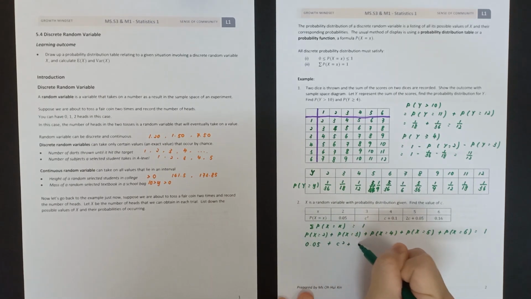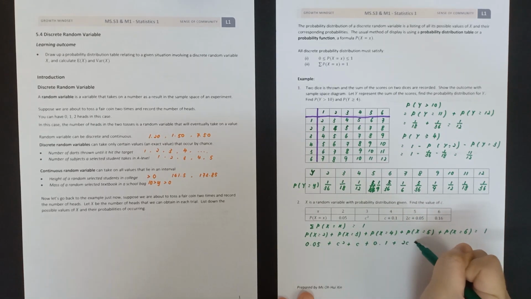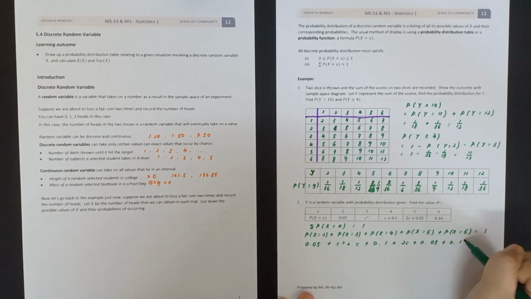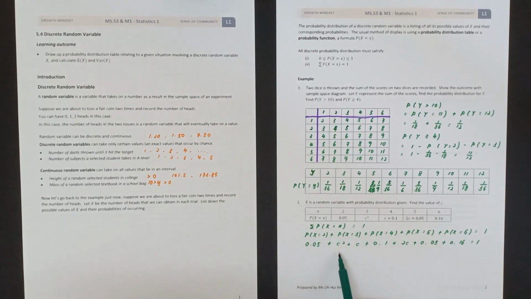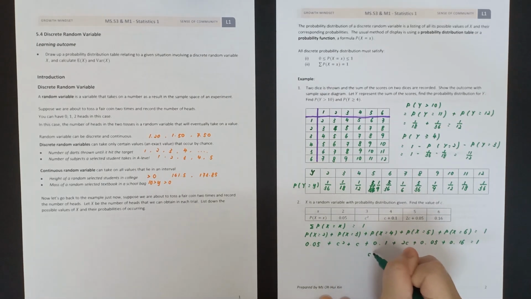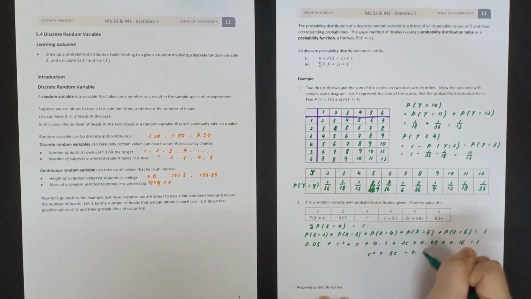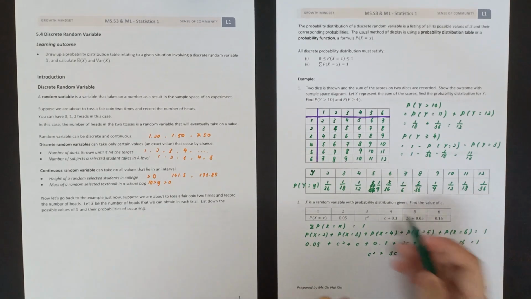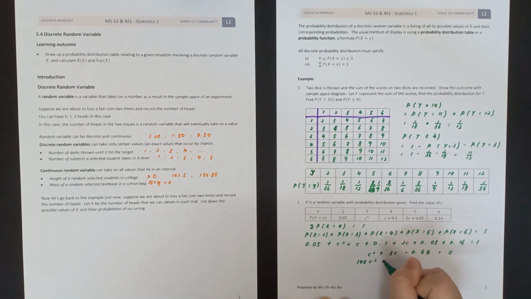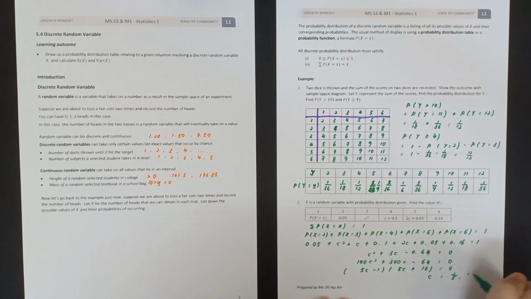0.05 plus C squared plus C plus 0.1 plus 2C plus 0.05 plus 0.16 will be equal to 1. Then you can see this is a quadratic equation. So we try to organize everything. You get C squared plus 3C minus 0.64 equals 0. Then we try to eliminate the decimal, so we move everything 2 decimal places, or multiply by 100: 100C squared plus 300C minus 64 equals 0. Then you can start to do your factorization and you should get (5C minus 1)(5C plus 16) equals 0. So C is equal to 1 over 5 and negative 16 over 5.